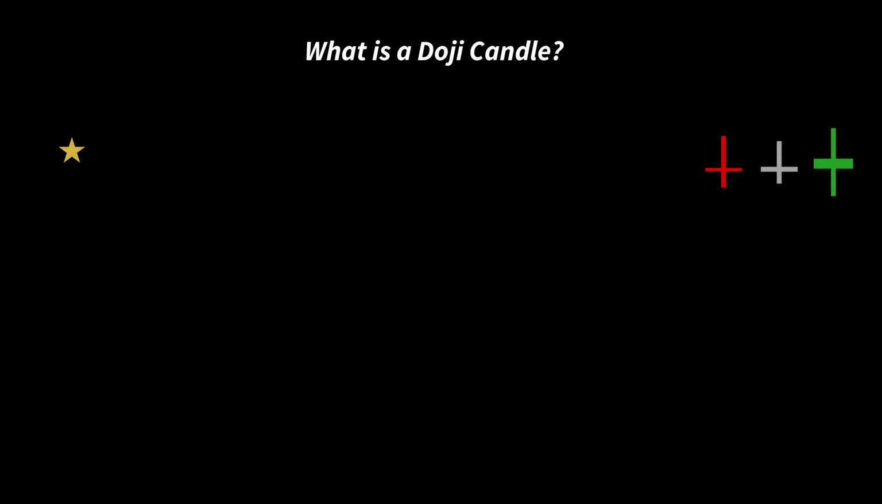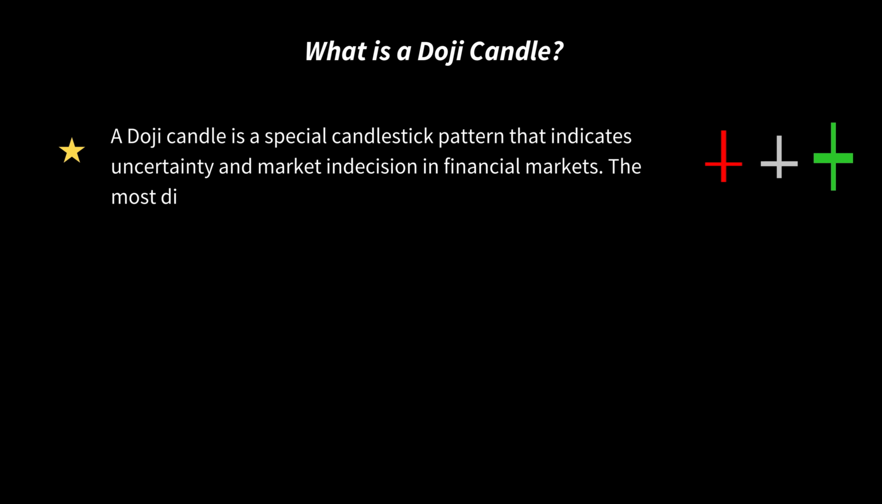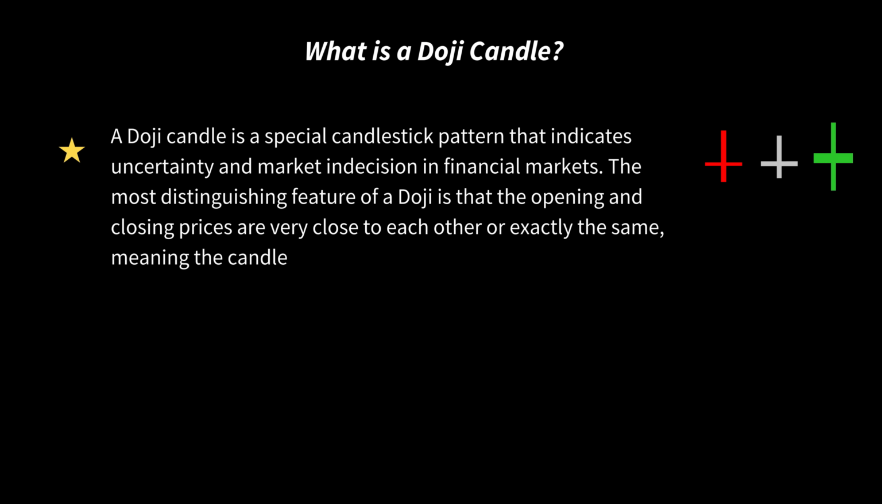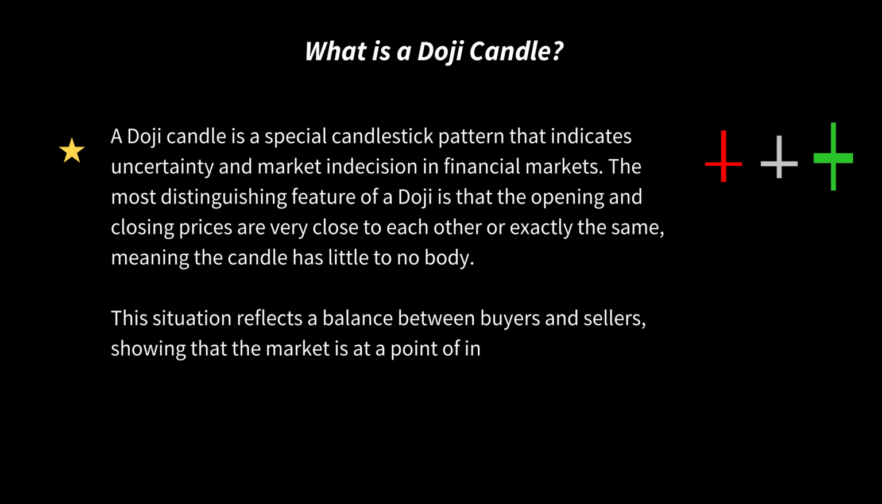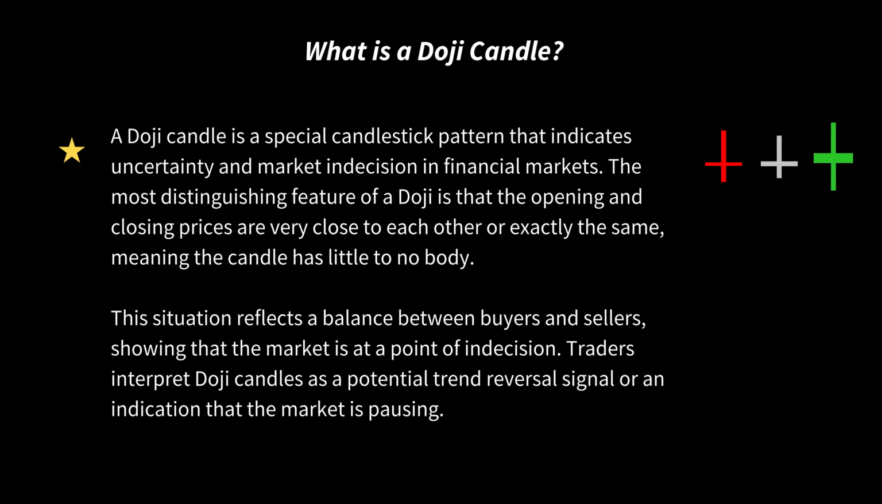What is a doji candle? A doji candle is a special candlestick pattern that indicates uncertainty and market indecision in financial markets. The most distinguishing feature of a doji is that the opening and closing prices are very close to each other or exactly the same, meaning the candle has little to no body. This situation reflects a balance between buyers and sellers, showing that the market is at a point of indecision. Traders interpret doji candles as a potential trend reversal signal or an indication that the market is pausing.